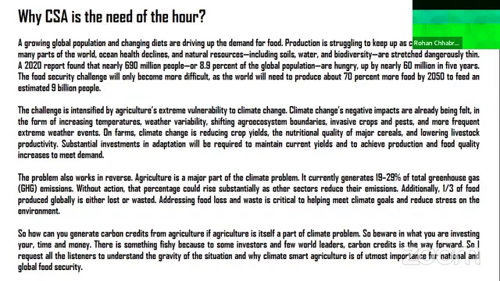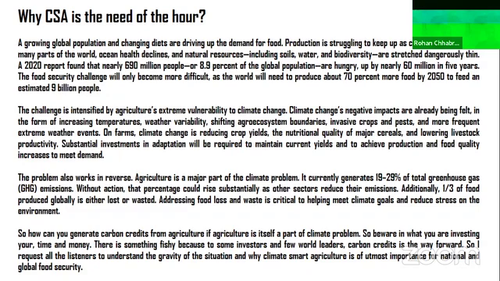Additionally, one third of the food produced globally is either lost or wasted. Addressing food loss and waste is critical to help meet climate goals and reduce stress on the environment. Now, the thing is, how can you generate carbon credits from agriculture if agriculture itself is a part of a climate problem? So beware of what you are investing your time and money in.